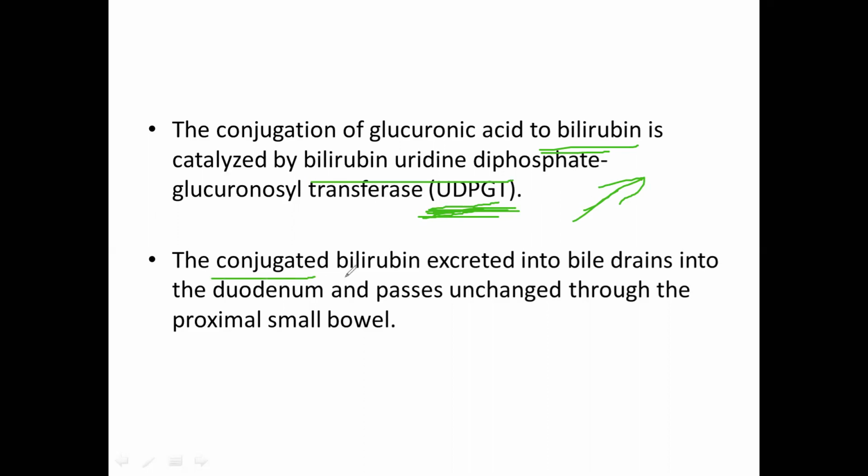Now this conjugated bilirubin, which is now a water soluble bilirubin, is then excreted into the bile, drains into the duodenum and passes unchanged through the small bowel. So after its conjugation, it is excreted in the bile, which passes unchanged through the small bowel.